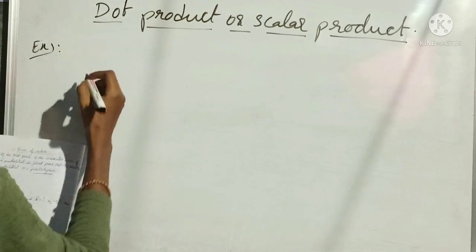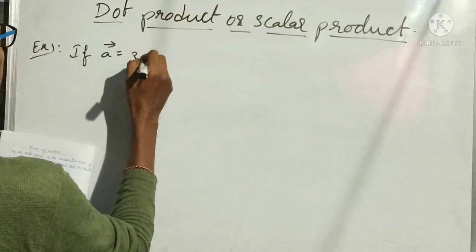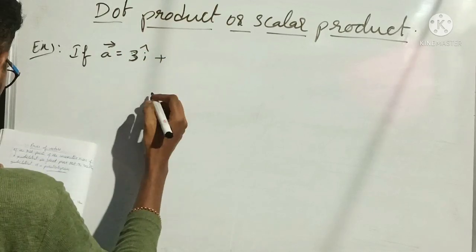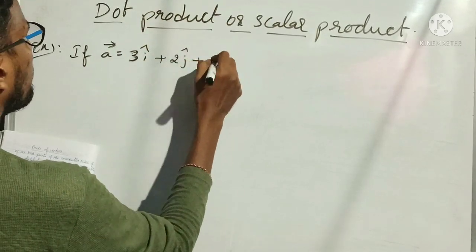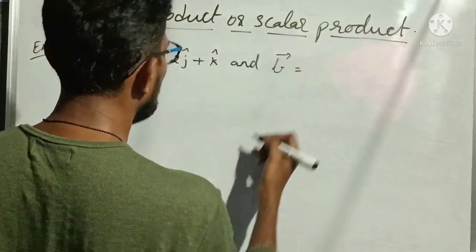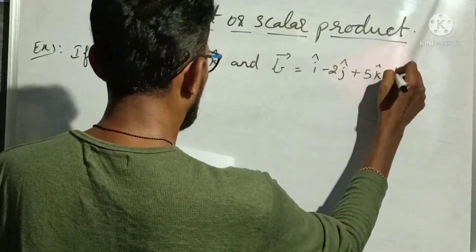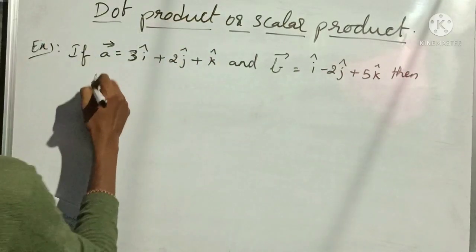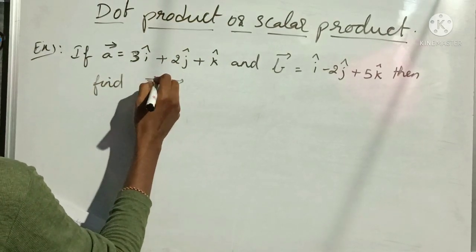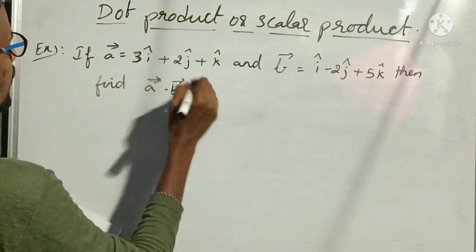Example: if a bar is equal to 3 i cap plus 2 j cap plus k cap and b bar is equal to i cap minus 2 j cap plus 5 k cap, then find a bar dot b bar. This is a simple and easy example.